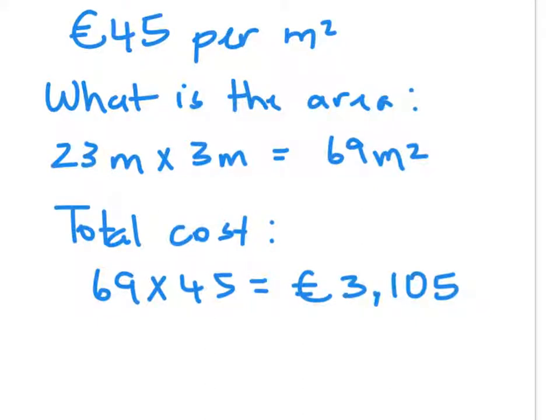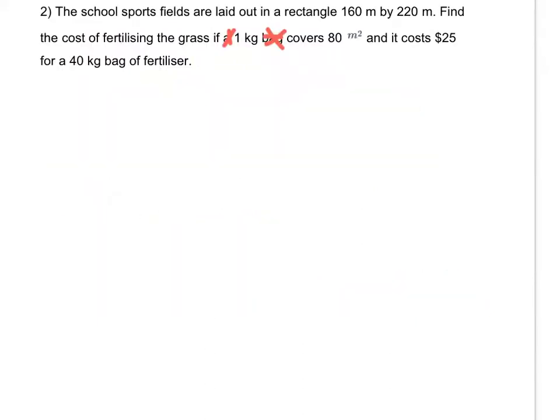Okay, next one. The school sports fields are laid out in a rectangle 160 meters by 220 meters. Find the cost of fertilizing the grass. Ignore those red marks, I'm after removing words that aren't important. Find the cost of fertilizing the grass if 1 kilogram of fertilizer covers 80 meters squared, and it costs $25 for a 40 kilogram bag. That's a tricky question. First of all, here's our kind of plan for the question. We're going to find the area.